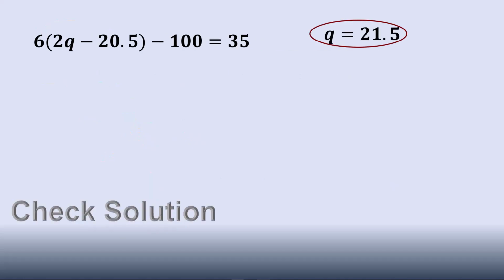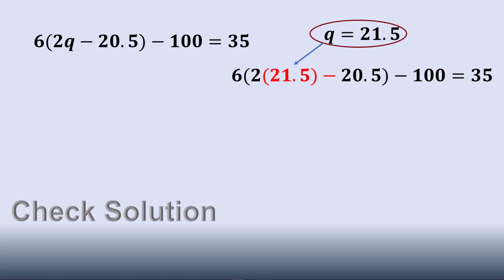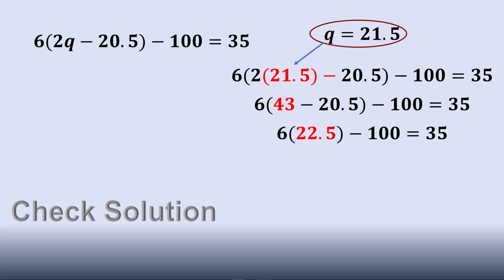In checking that value, we replace q with 21.5, and now we start working through it. 2 times 21.5 is 43. 43 minus 20.5 is 22.5. 6 times 22.5 is 135. 135 minus 100 is 35, which checks out with the value on the other side.